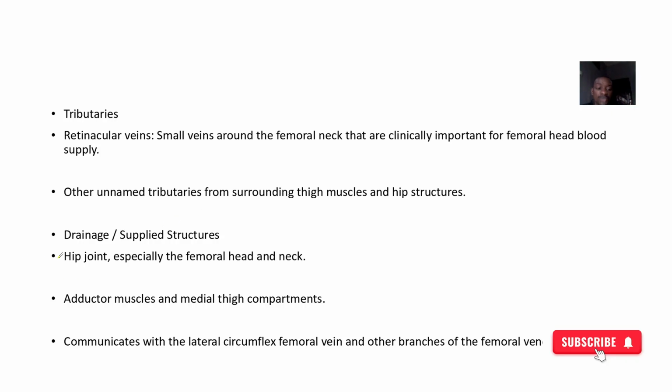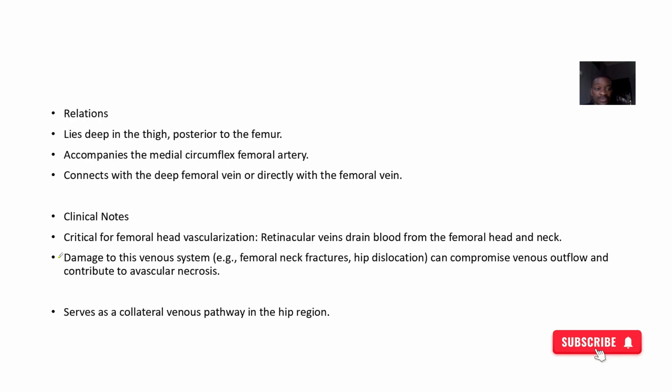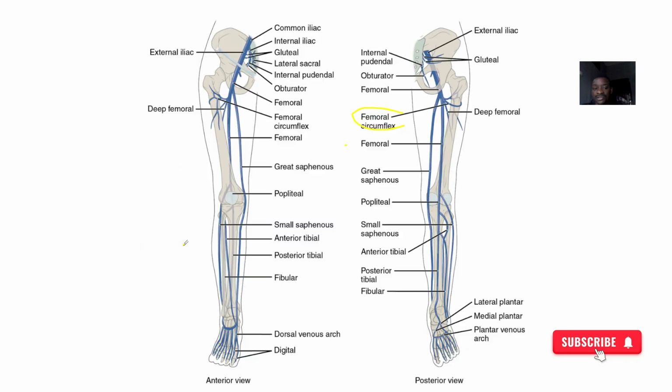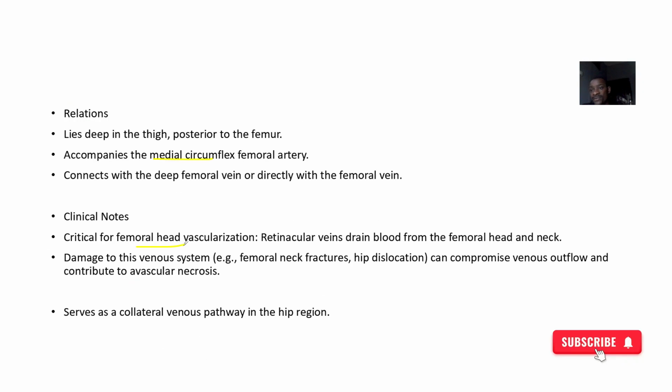So it drains the hip joint, drains the adductor muscles, communicates with the lateral circumflex femoral vein, and the story is just beautiful. So it lies deep in the thigh, posterior to the femur. That's why I said the branch given at the back. So it accompanies the medial circumflex femoral artery, connects with the deep femoral vein. Okay, so it's critical for what? The blood drainage around the femoral head.